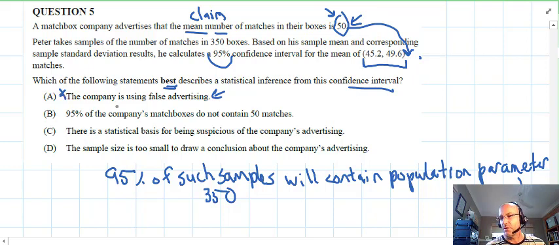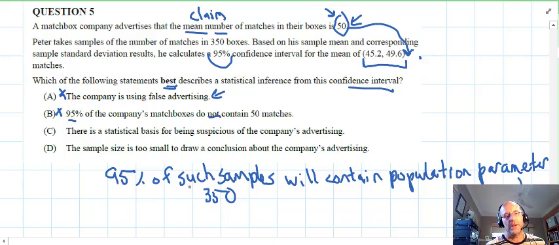So the next one is not true. 95% of the company's match boxes do not contain 50 matches. It's not a proportion statement. Again, it's more about 95% of such samples will contain the mean. So that is not a correct statement there. When you analyze what that says, 95% of the company's match boxes do not contain 50. What? That's not what we're talking about at all.